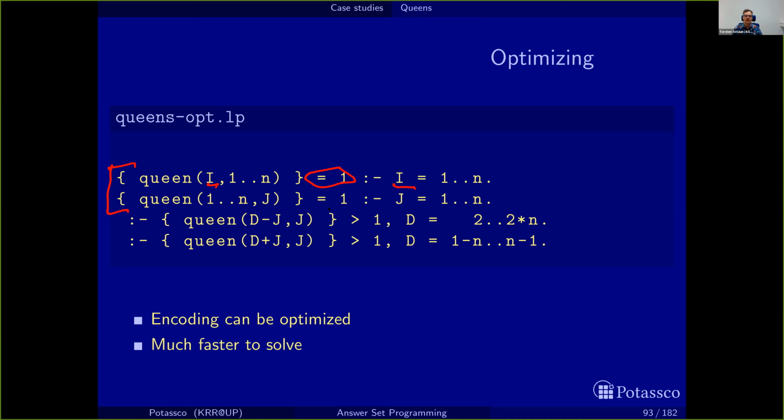That's the second one. And then here it's the same thing with the diagonals, again with this enumeration schema that I didn't detail before. It says if this gives me all the queens on diagonal D, it cannot be the case that there is more than one queen on the diagonal. This goes for both diagonals. And this is actually quite performant.